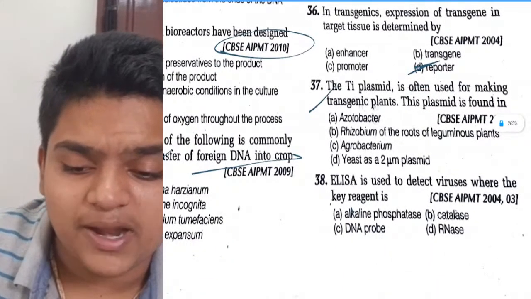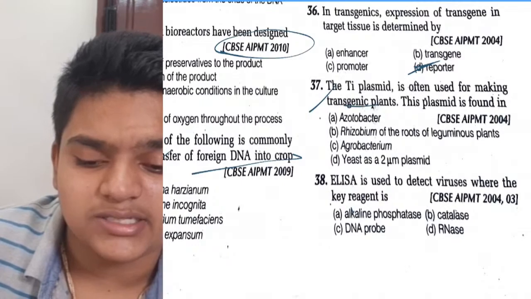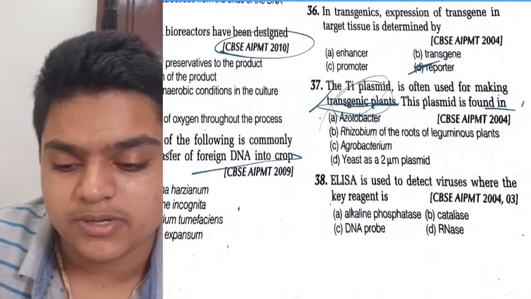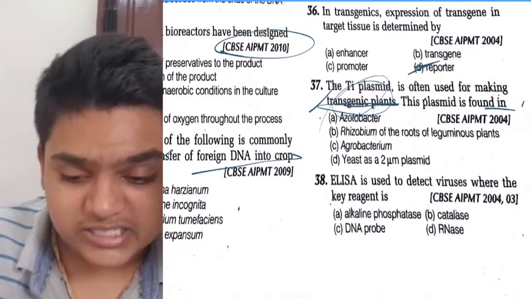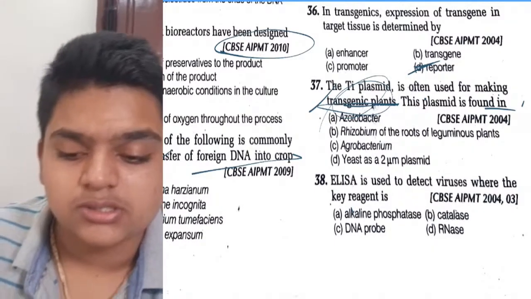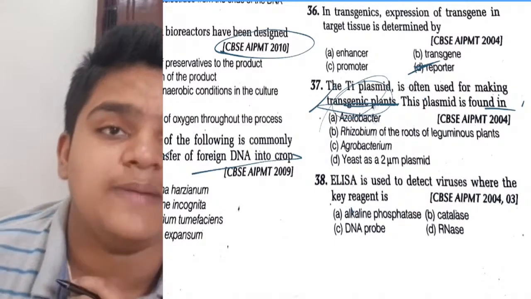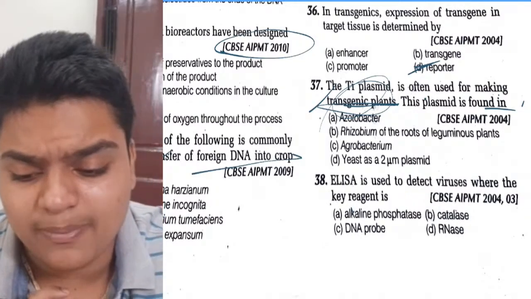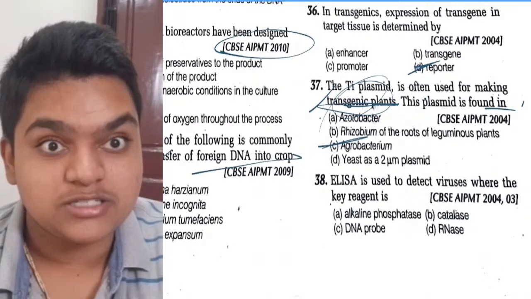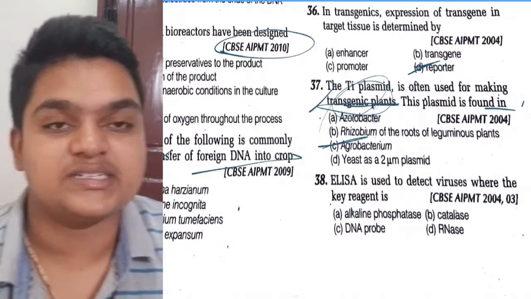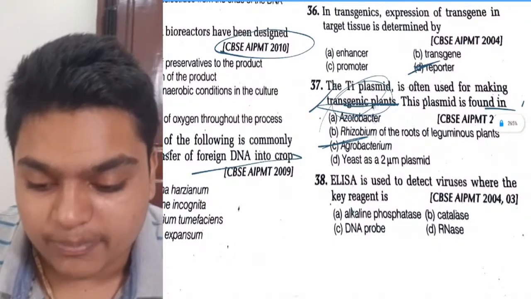Now, the TI plasmid is often used for making transgenic plants. This plasmid is found in. Where is the TI plasmid found? Come on, tell me. Where is the TI plasmid found? In Agrobacterium. This TI plasmid itself induces diseases in the plants. Okay.